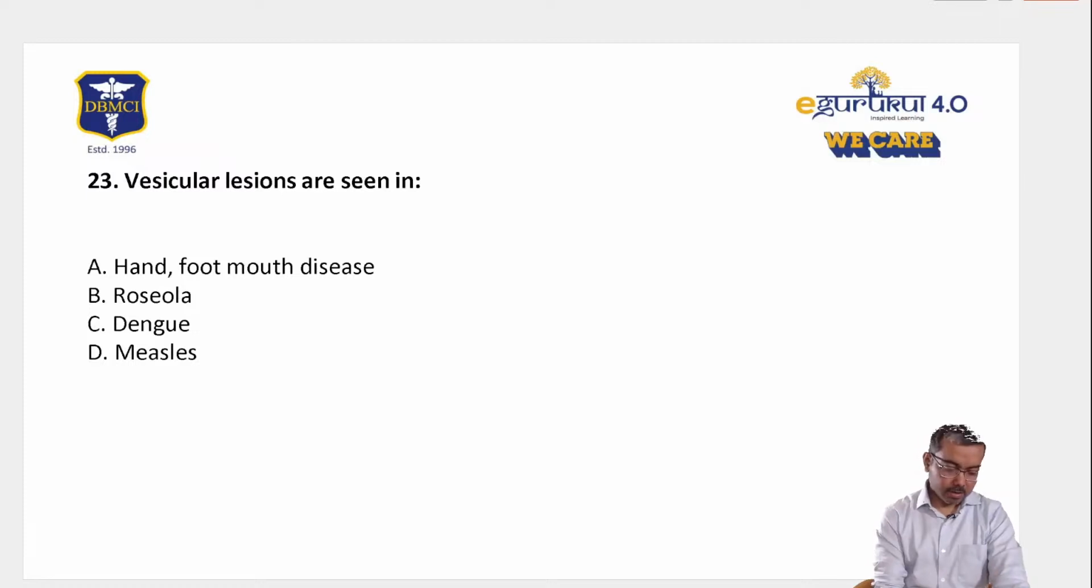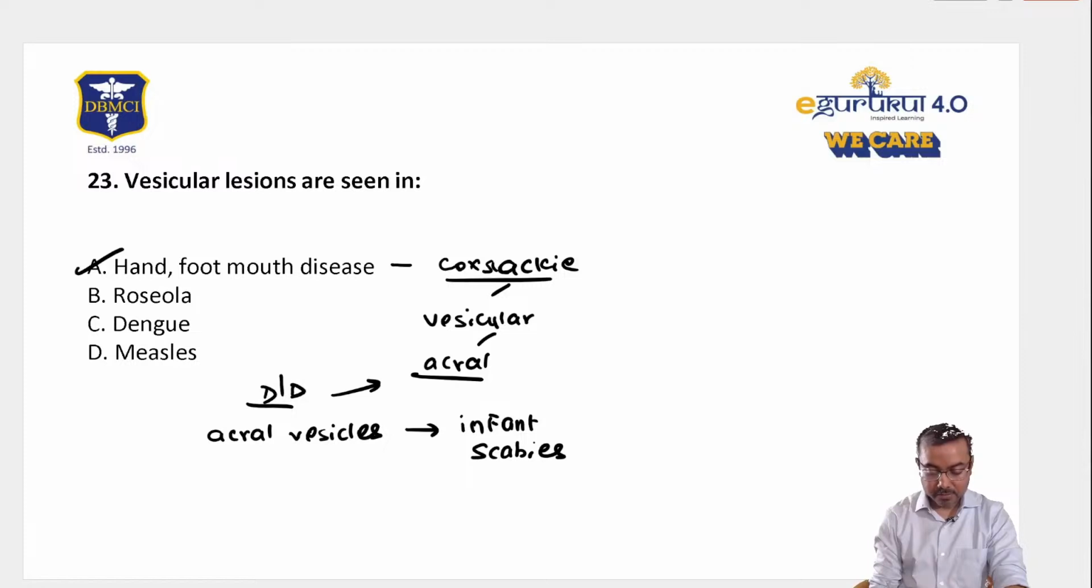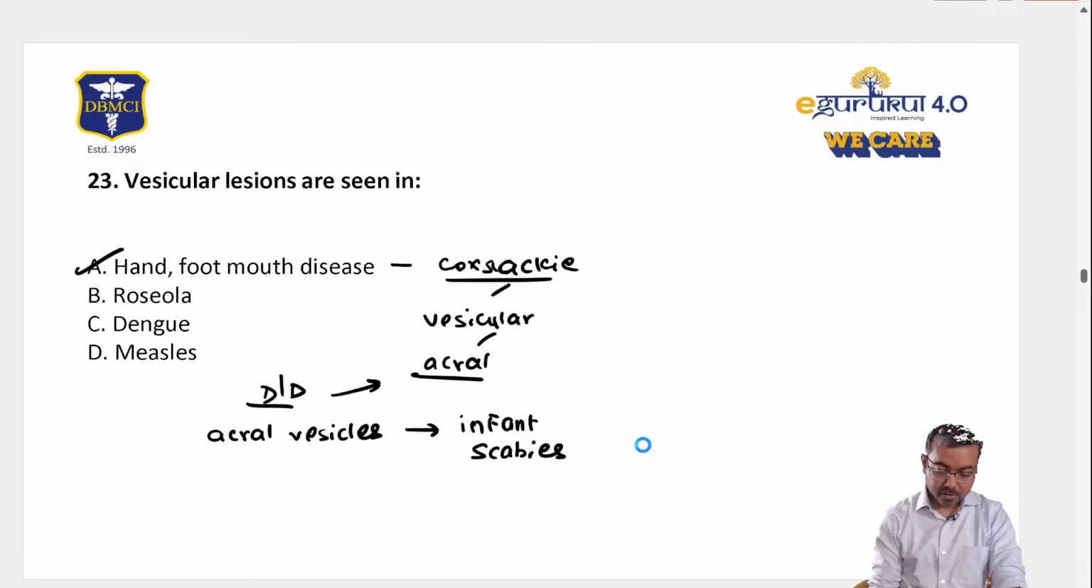Now vesicular lesions. Tell me the answer. Vesicular lesions are seen in. The answer is this, it should be easy to understand. This is caused by Coxsackie virus. It's going to be vesicular eruptions on the acral areas. What is the DD for acral vesicles, apart from hand, foot, mouth disease? It's infant scabies. Clear? Infant scabies.